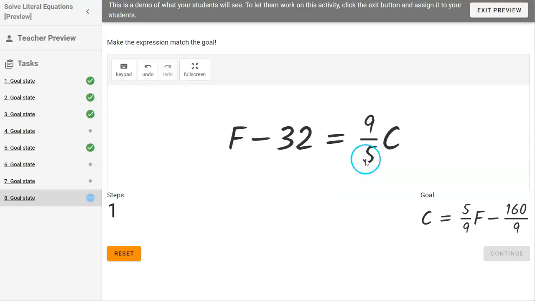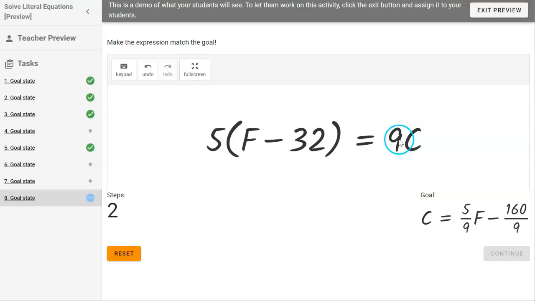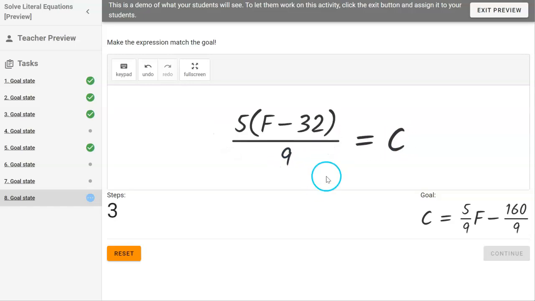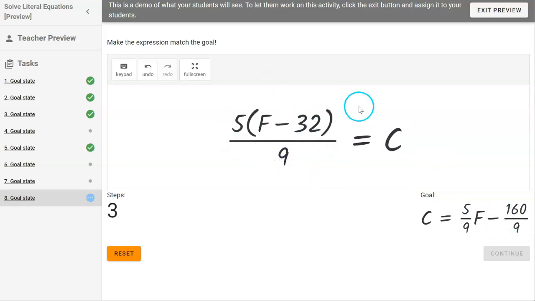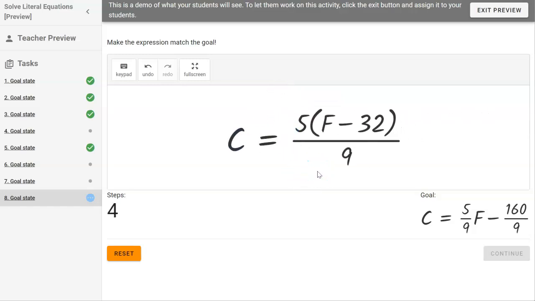Let's see, I need to multiply both sides by 5. And divide by 9. Now this is the answer, but it's not in the right form. So let's see if we can fix that. First of all, C is on the left side, and it's currently on the right side. So what you do is you notice when I pick this up and put it up here, that bar shows up. If you let go, it's going to rearrange your equation for you.